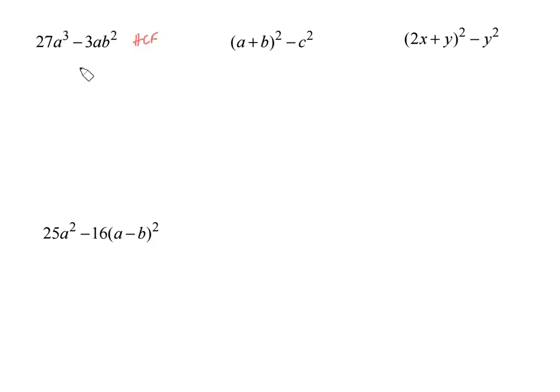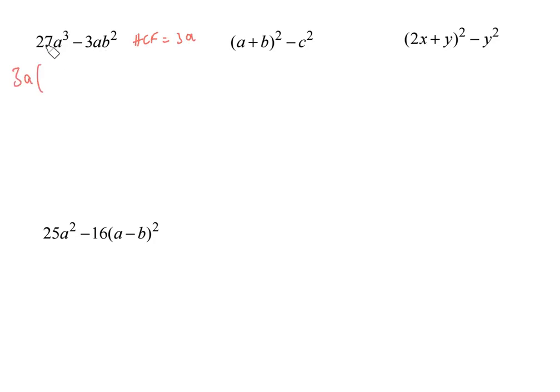The highest common factor for this one will be 3, because 3 goes into 27, also 3 goes into 3. What about a? We will take a, because when you remove the factor, we always have to take the one with the lowest order. So here a to the power of 1, which is just a. But in terms of b, we don't find b common here, so we leave it like that. So we're going to take our 3a outside.